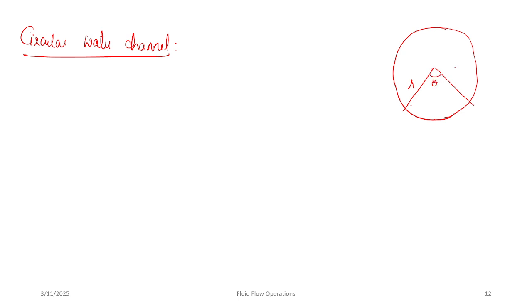This will be similar to that of a pipe flow. Okay, let's say this is a circular channel and R is the radius and this is theta. This is where water is flowing.